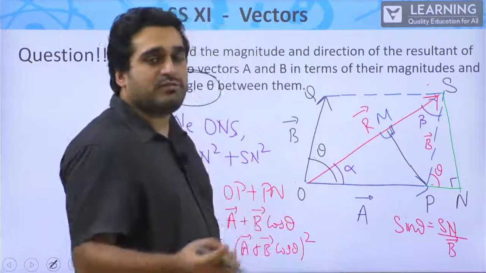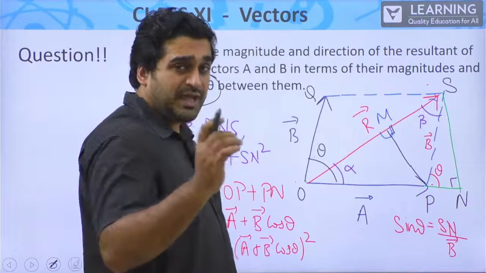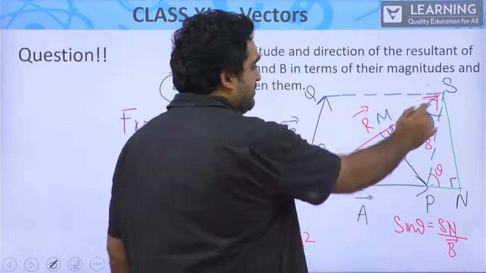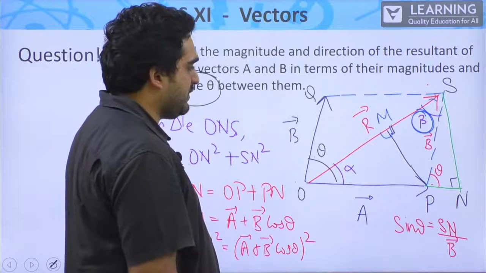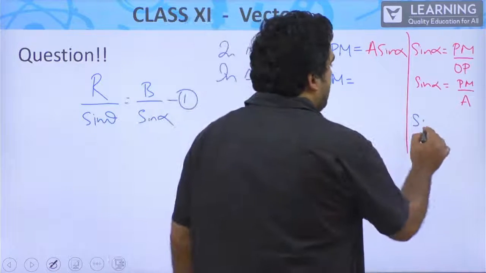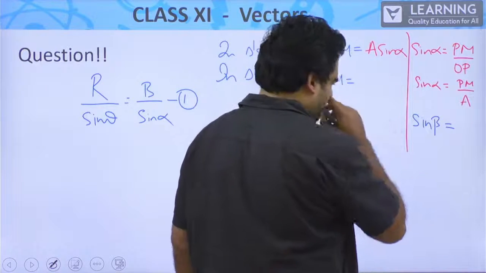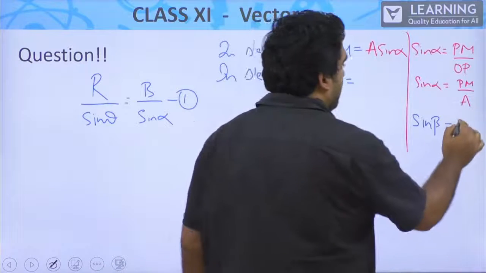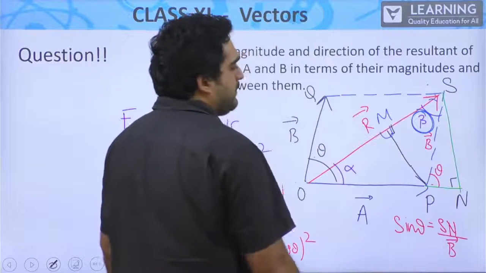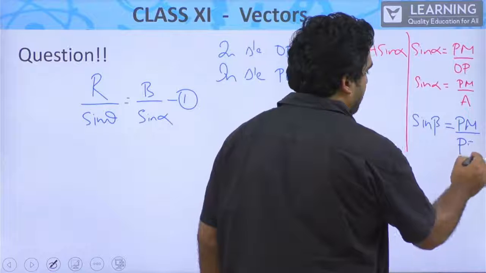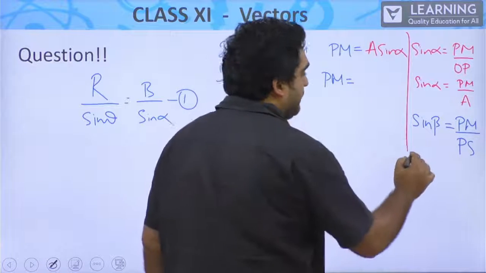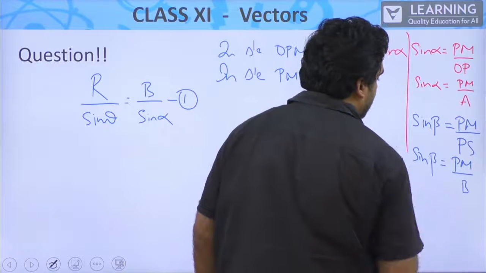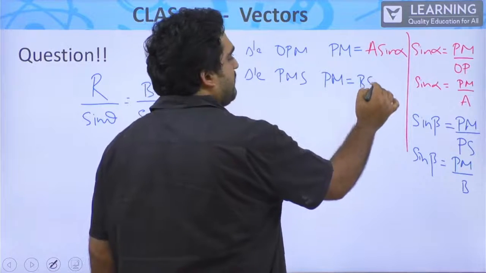Again, you use the same trigonometry ratio, sine. But what is the angle? Is it still alpha? It is no longer alpha. It is beta in this particular triangle. So let's make note of it. Sine beta is equal to, let's have a look at the sides, opposite PM by PS. PS is B vector. So sine beta is equal to PM by B. So PM equals B sine beta.